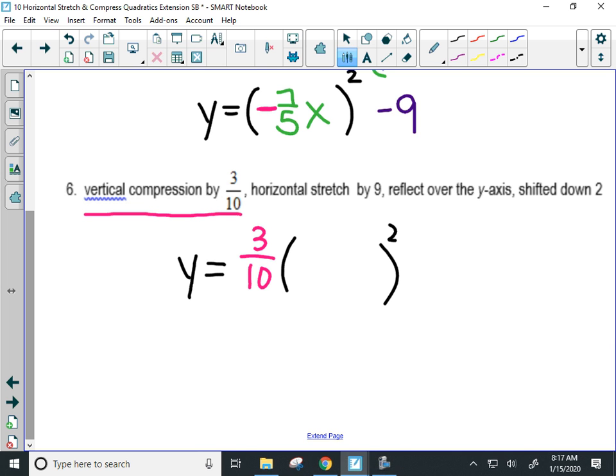Vertical doesn't change. Inside the parentheses, I'm going to have two things. I have a horizontal stretch and a reflection over the y-axis. I have to put the y-axis one first. I have to put the minus sign in the parentheses for that reflection. Then I can write the horizontal stretch. Remember, horizontal, you take the reciprocal of the value that you're stretching by. So the reciprocal of 9 is 1/9, and then I'll put my x. And lastly, we'll have down 2, which puts a -2 on the end of your equation. If you have questions on those, ask your teacher.